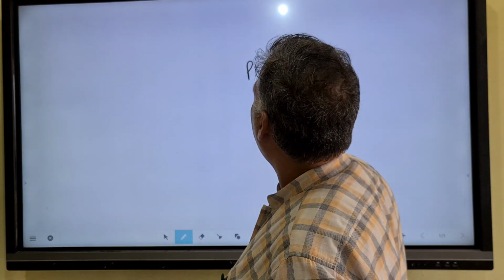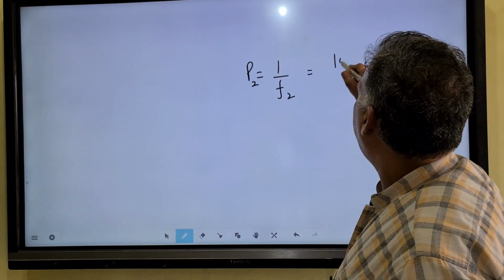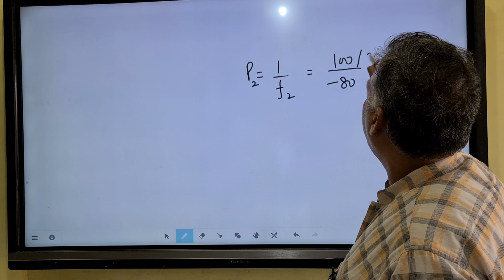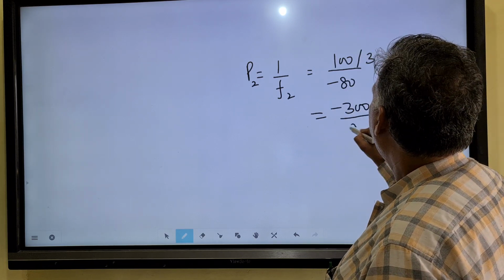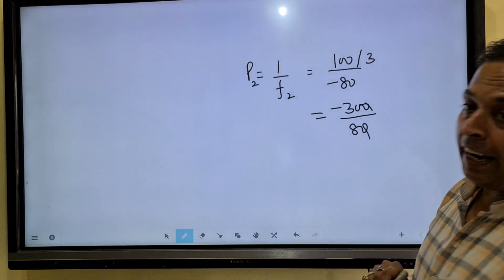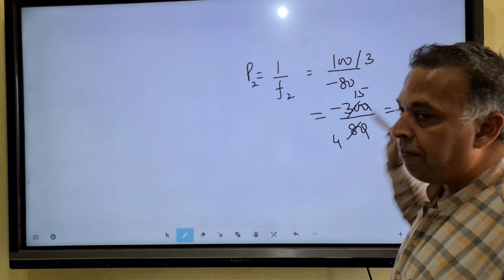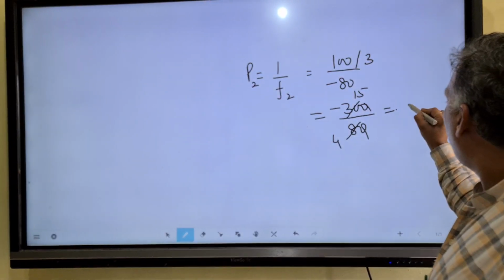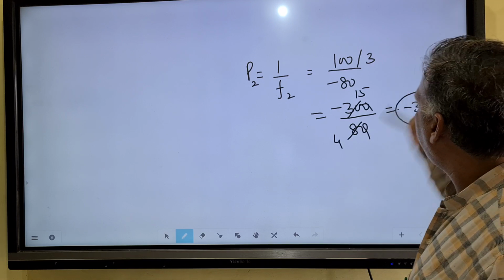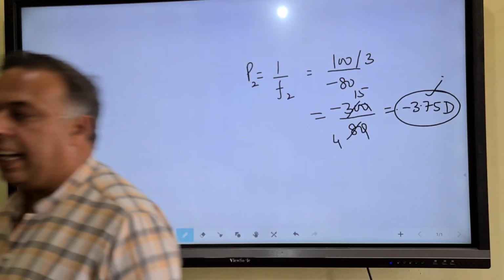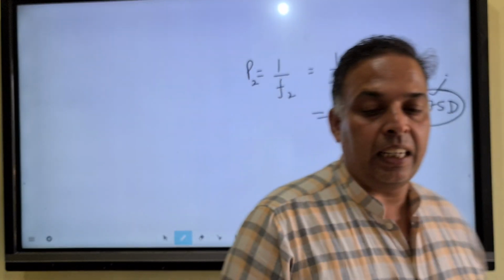So P2 is 1 by f2, so it is 100 by minus 80 by 3. That comes to be minus 300 by 80, so 30 by 8, which comes to be 15 by 4. Its value is minus 3.75 diopter, which will be the power of the second lens. So in this way we can find out the power of the second lens.